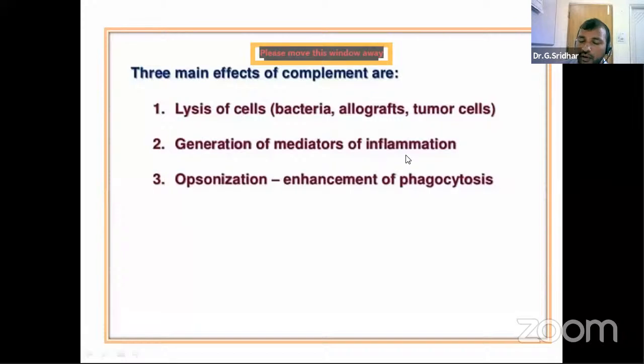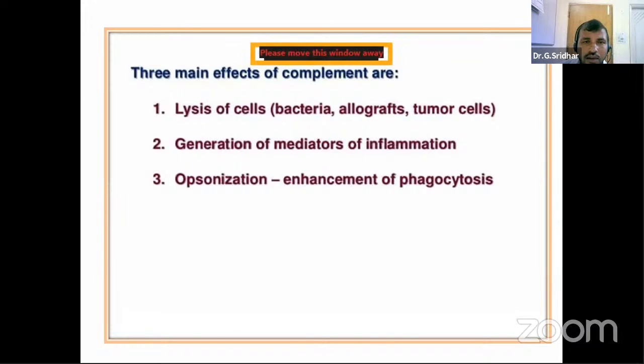Second, generation of mediators of inflammation. Just now I said that in inflammatory responses, the concentration of the complement proteins will be increased or enhanced greatly. But how? Mainly, when complement proteins are activated, split products will be formed: a smaller subunit and a larger subunit. This smaller subunit will work as an anaphylatoxin factor. That means you can also call it the A subunit.